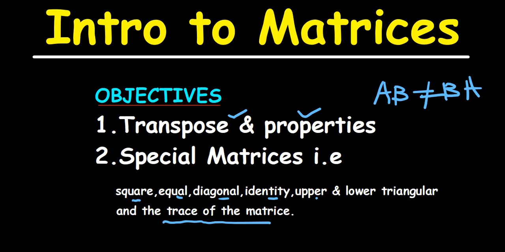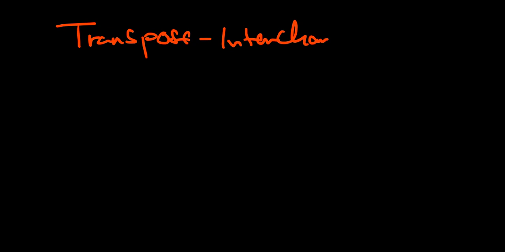So we'll start with the transpose. What did we say the transpose is? We said the transpose is simply interchanging the rows with the columns. Interchanging rows with columns, that's what we call the transpose of a matrix.